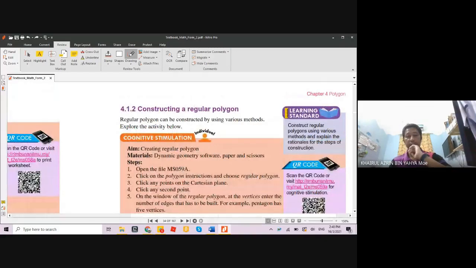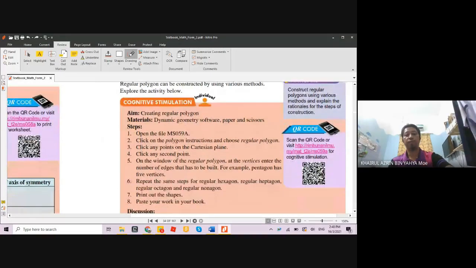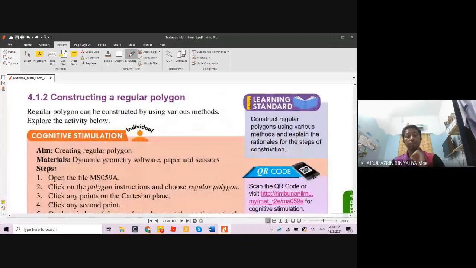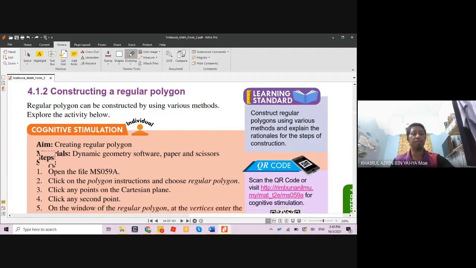Okay, constructing a regular polygon. So this one you want to construct. When you want to construct, you need to use a pair of compasses. A pair of compasses. I will show you later. And then you also need a ruler and a pencil, of course, to draw.